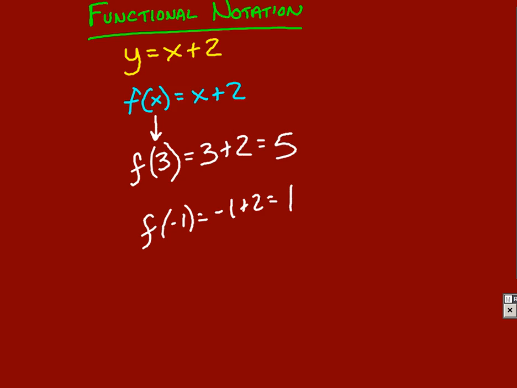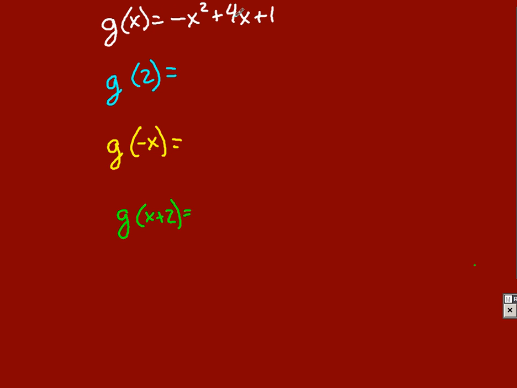So here's a couple more examples. If I have g of x here, what would be g of 2, g of negative x, and g of x plus 2? Pause the video, see if you can figure out what these are, and then come back when you're ready to check your answers.